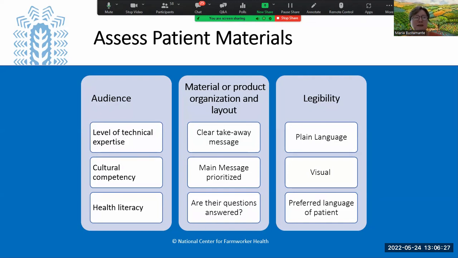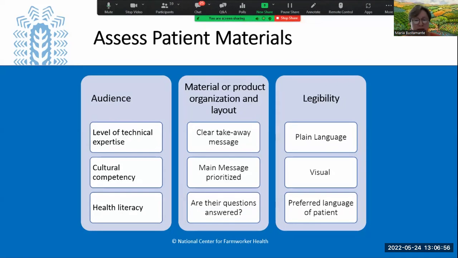And I think that most important to see here is if their questions are answered, right? A lot of times we give materials that probably are not answering what they want to know. So take that into consideration. The legibility. By legibility, we mean plain language.